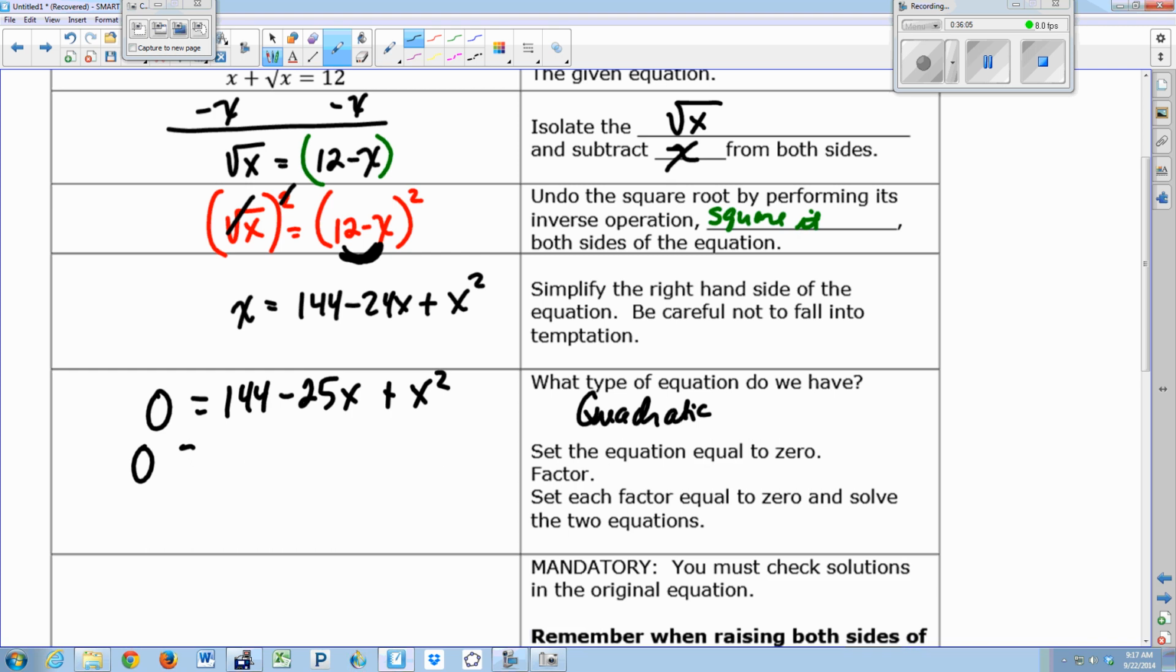And I don't know about you, but I always like looking at these things in descending order of my power. So I'm just going to switch my terms around, which I'm allowed to do. X squared and 144, so it looks a little bit like what I'm used to. Yep, because I subtracted x from both sides. That gives me minus 25x. Okay, now let's see. Can we factor it? And if we can, set each factor equal to 0.